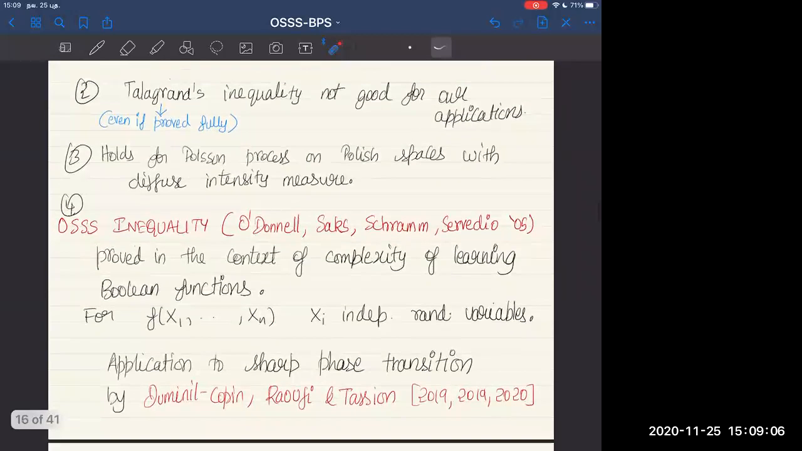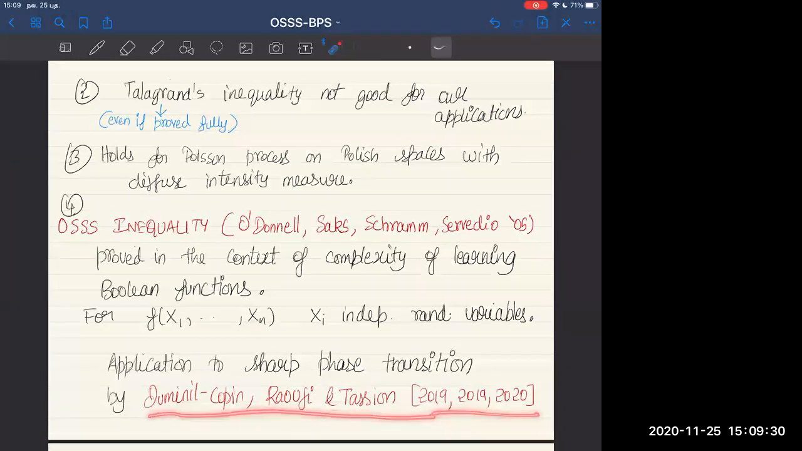And here is a brief word on OSSS. It stands for O'Donnell, Saks, Schramm, and Servedio. They proved in 2005 an inequality for the variance of independent random variables, the variance of f of x1 to xn, where the xi's are independent random variables. The use of it for percolation was pioneered by Duminil-Copin, Raoufi, and Tassion, as I said before. This is our motivation. We were inspired by this paper, which is when people realized the power of the inequality.